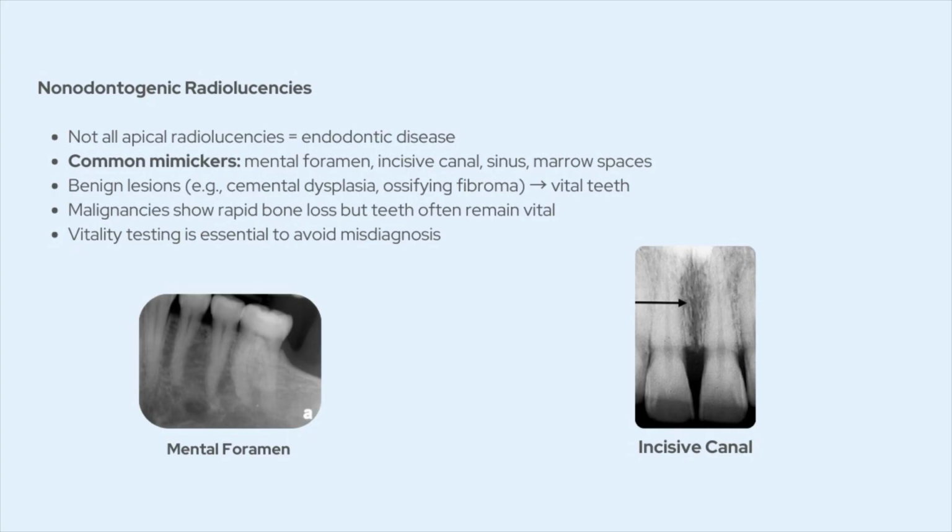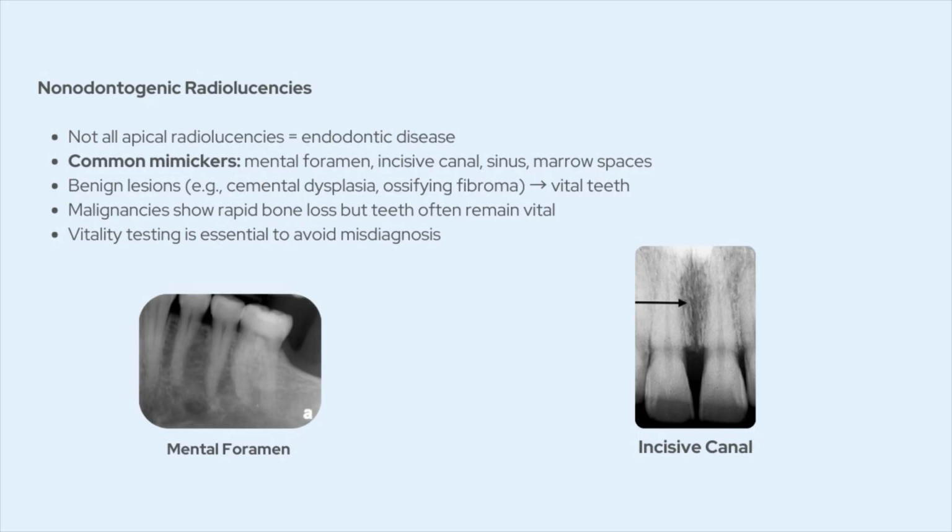Beyond anatomy, there are benign lesions that mimic endodontic pathology: early cemental dysplasia, ossifying fibroma, cysts, central giant cell granuloma, and others. The lamina dura may still be intact and pulp tests are normal. These require biopsy, not endodontic treatment. Malignant lesions, on the other hand, tend to cause rapid destructive bone loss: lymphoma, carcinoma, osteosarcoma, myeloma. And here's the key: the affected teeth often remain vital. That's why vitality testing is so critical. It's often the only way to avoid mistaking a malignancy for an endodontic lesion.